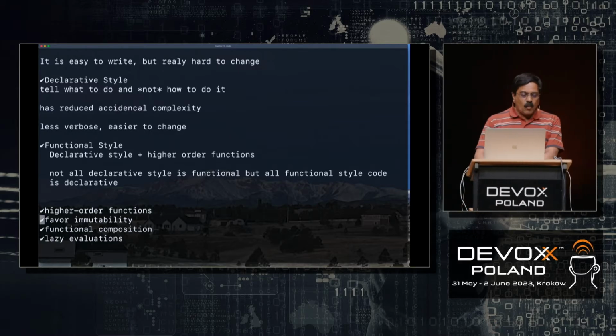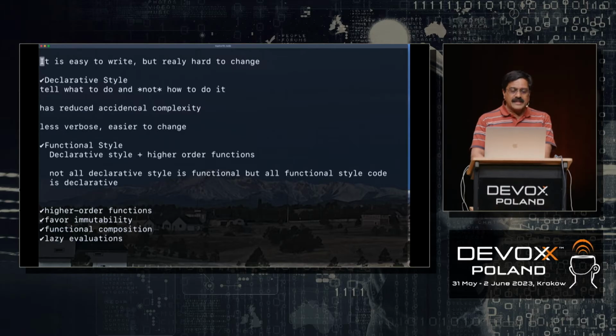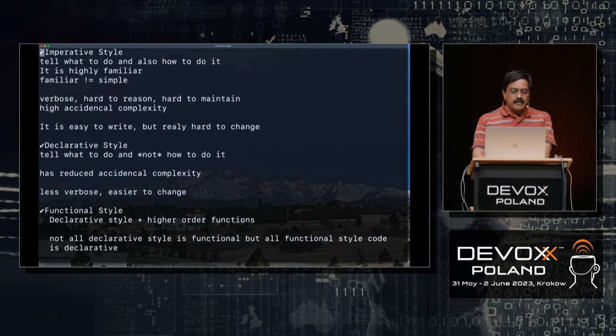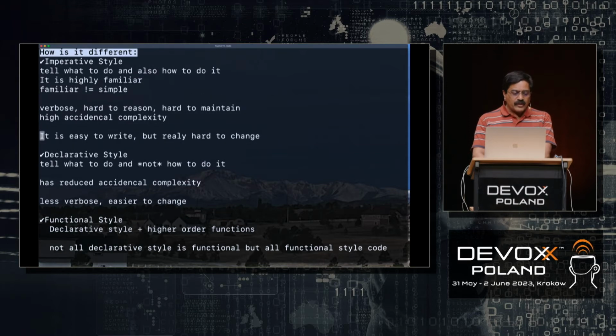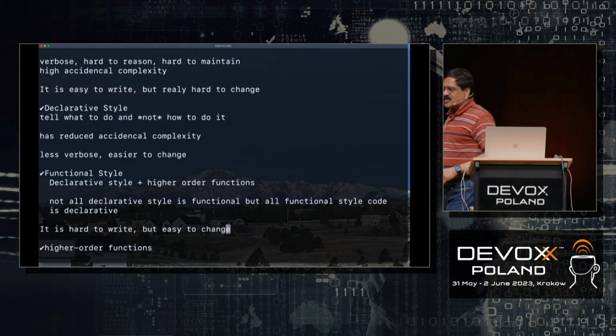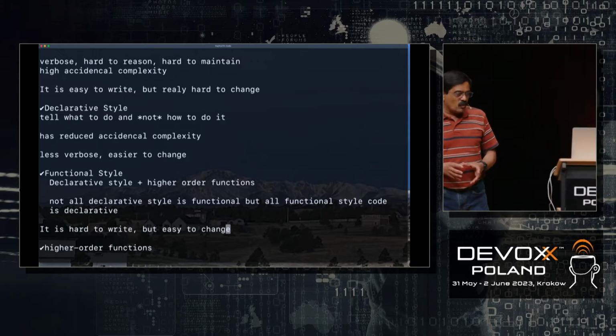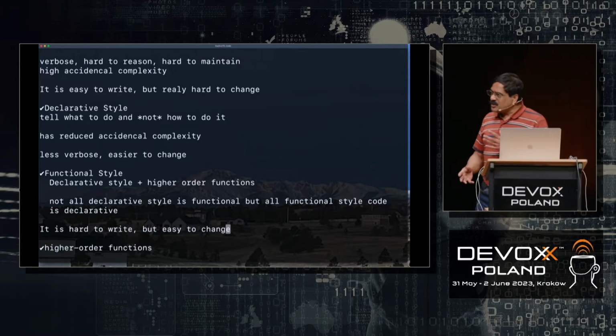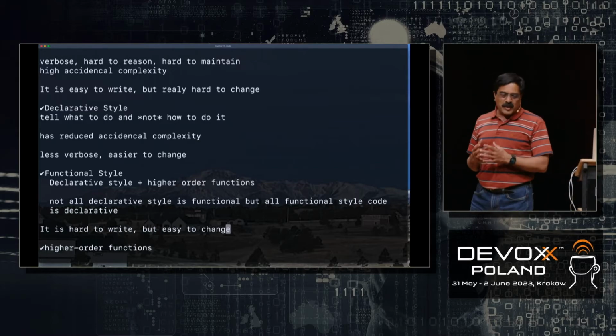So going back to what I said earlier, I said it's easy to write, but really hard to change. That is for the imperative style, I mentioned it. But for the functional style, I'm going to say quite the opposite, if you will. I'm going to say it is hard to write, but easy to change. And it's really hard to write because most of us are not familiar with it. So when I started programming in functional style, the first few years was extremely bumpy.